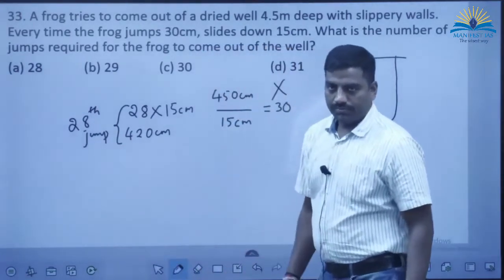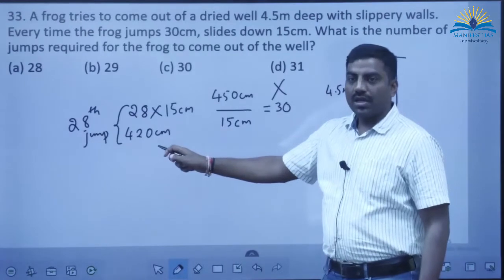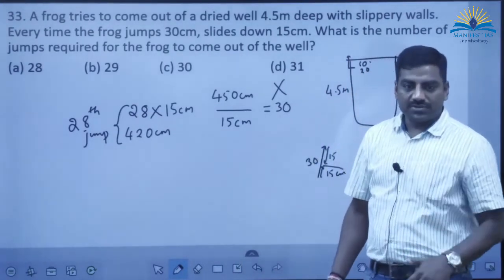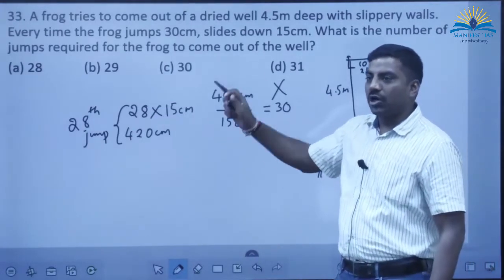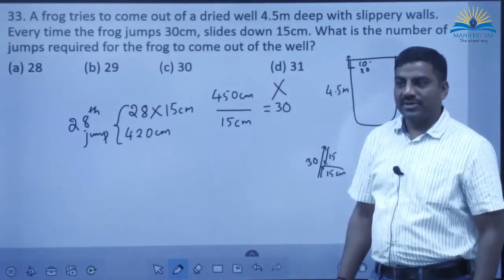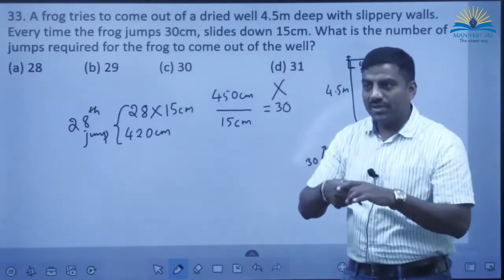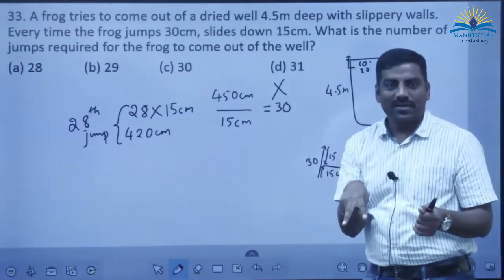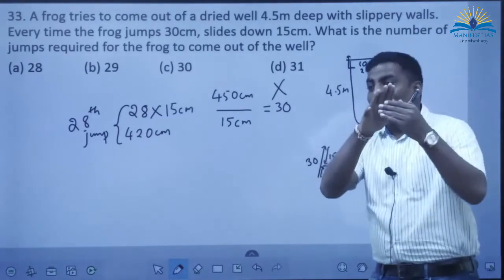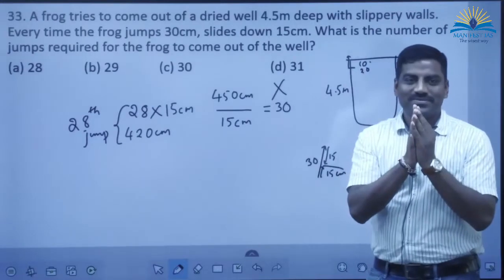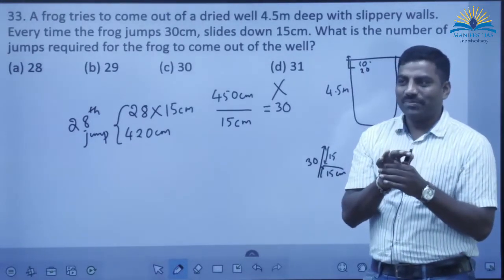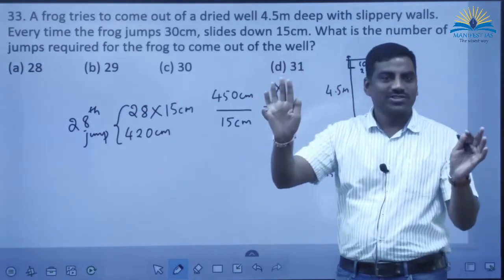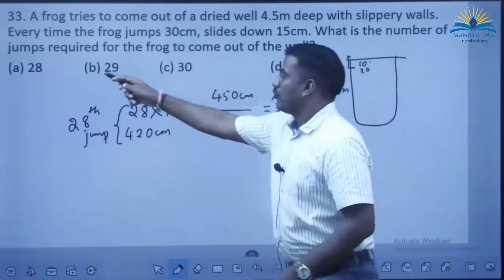Now, 420 centimeters. It is at 420 centimeters after 28 jumps. Now, how far is it from the top of the well? 30 centimeters. It will make the 29th jump. It is on the top of the well, no? Don't ask me, sir, 2 legs will be back. Huh? Even the top is slippery. I don't have an answer for that. Okay. So, in the 29th jump, it is on the top of the well. It crosses. That's it. So it requires 29.